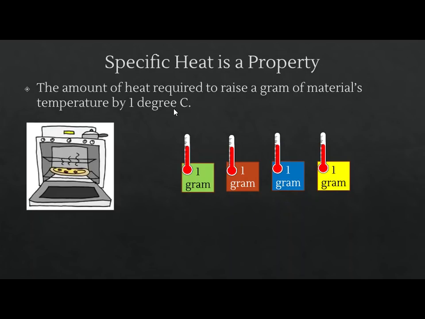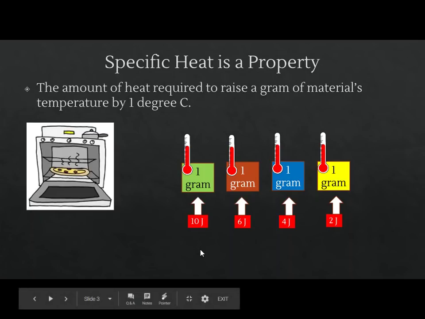We want to know what their specific heat is. The specific heat is the amount of heat that's required to get a single gram of that material to go up by a degree. So for this green material, we have a gram of it. Whatever temperature it's at, we want it to go up 1 degree. Same with the orange and the other two. Specific heat tells you how much heat it takes to make those things go up.